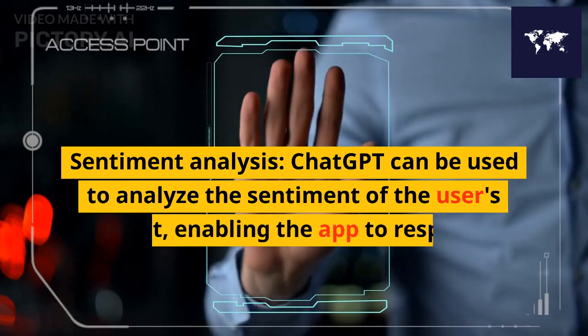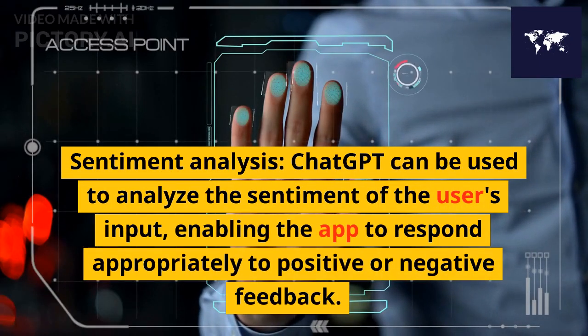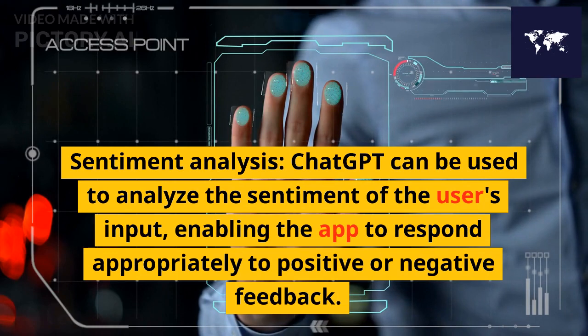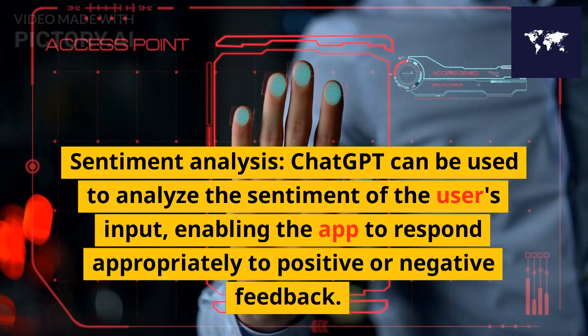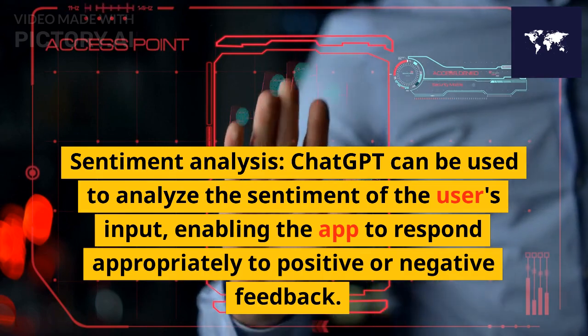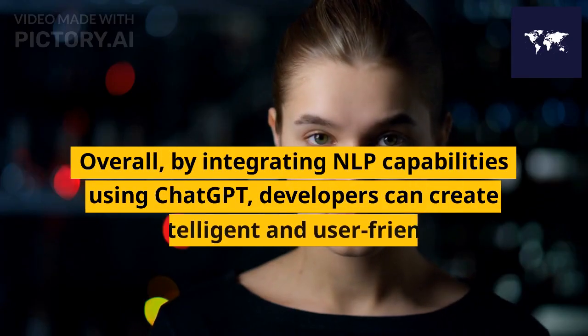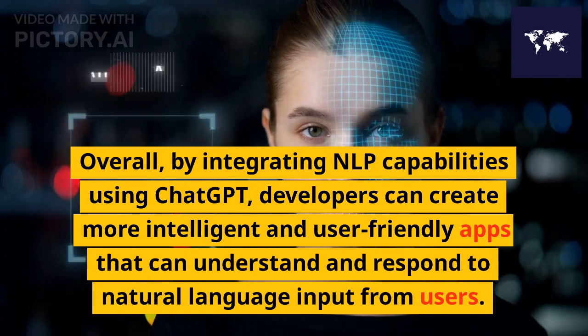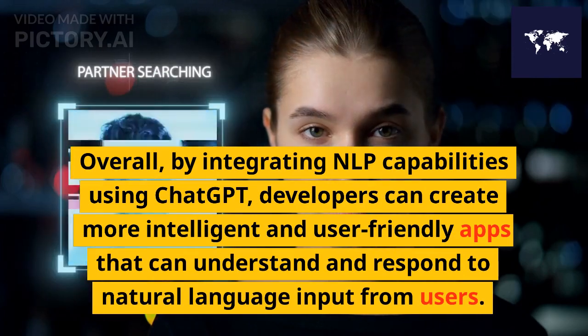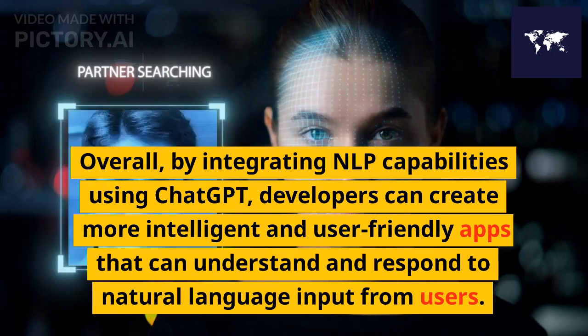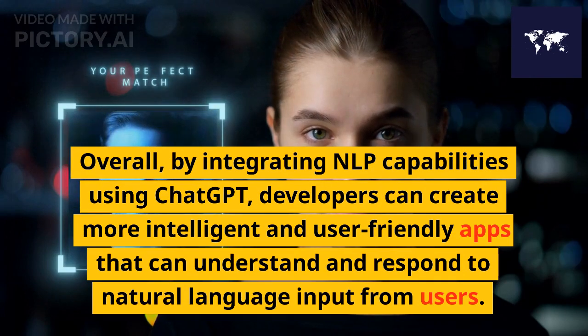Sentiment analysis. ChatGPT can be used to analyze the sentiment of the user's input, enabling the app to respond appropriately to positive or negative feedback. Overall, by integrating NLP capabilities using ChatGPT, developers can create more intelligent and user-friendly apps that can understand and respond to natural language input from users.